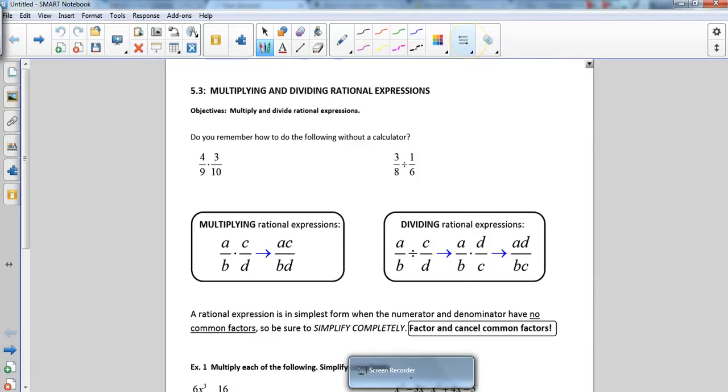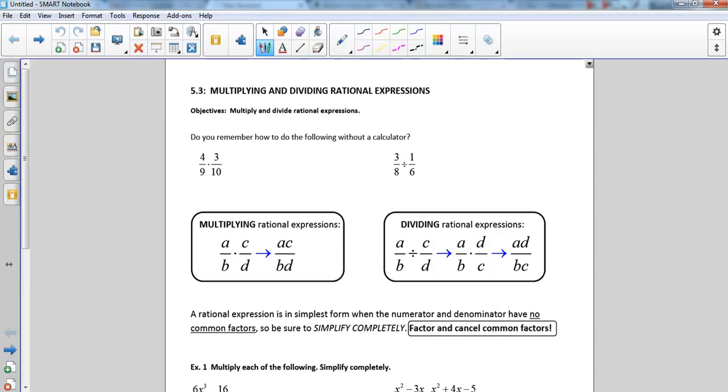Okay, so here we go with 5.3. We're going to be using the concepts that we've already learned with factoring and canceling and bringing in the multiplication and division. So just a quick review, and this one's a fun one. I like this topic because we get to have fun erasing stuff and canceling stuff out. So just a quick review, multiplying fractions.